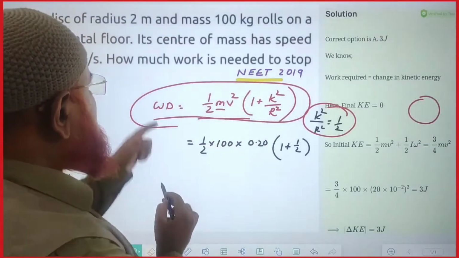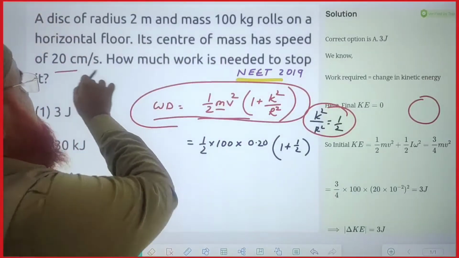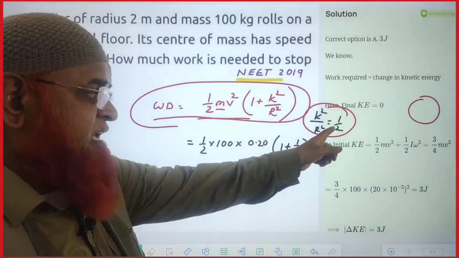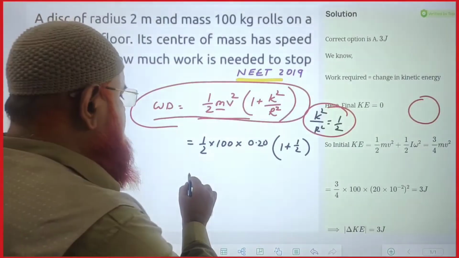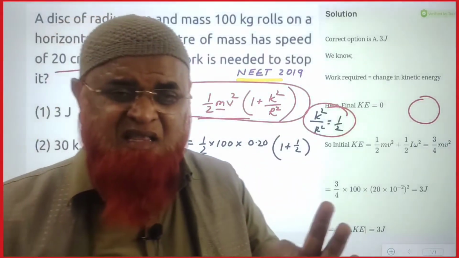यहां पर मास दे दिया, सो मास यू सब्स्टिट्यूट, एंड वेलोसिटी दे दिया. वेलोसिटी सेंटीमीटर्स में है, उसको मीटर्स में कन्वर्ट कर दिया 0.2, एंड के स्क्वायर बाय आर स्क्वायर वैल्यू सब्स्टिट्यूट कर दे तो यू विल बी गेटिंग डायरेक्टली थ्रू 3 जॉल्स. आपका आसान कर दिया है मैंने.